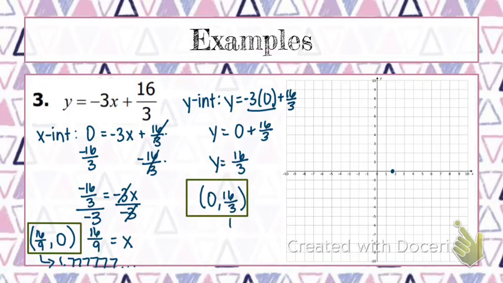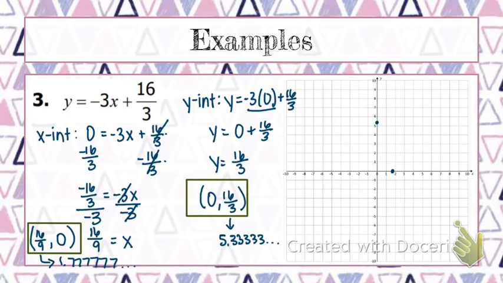Okay, so 16 thirds as a decimal is 5.333333 forever. So that will help us graph this on the y-axis. So 5.3 would be somewhere in here. Again, does not have to be perfect.